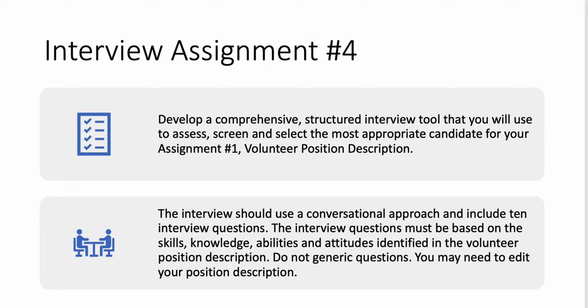We expect you to create a series of 10 customized questions that are related to your organization and the volunteer position. So if you're finding you're having some trouble with your position description and your interview questions, you might need to do a little bit of tweaking.